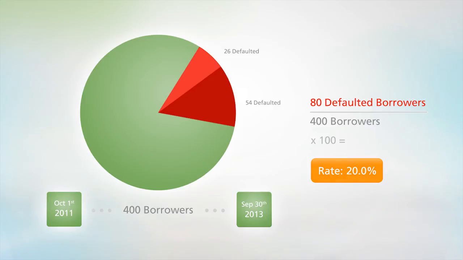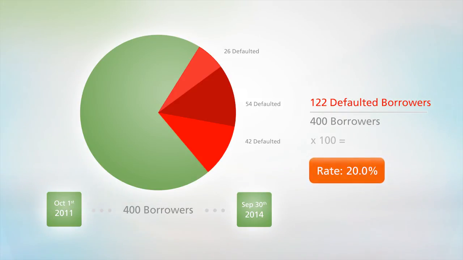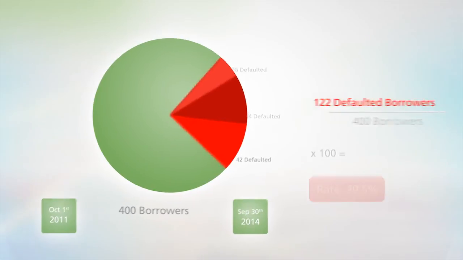With the 3-year rate, you're adding in students who've defaulted between October 1st of a new fiscal year and September 30th of the following year. If during that time, 42 more students default, then you have 122 total defaulted students. Divided by 400, and you're looking at a 30.5% 3-year default rate. That extra year now has a school scrambling to create a task force.